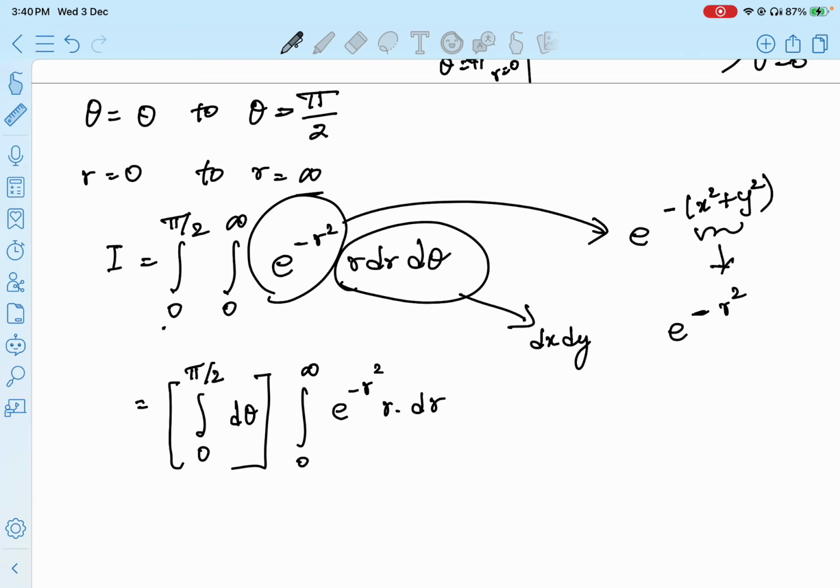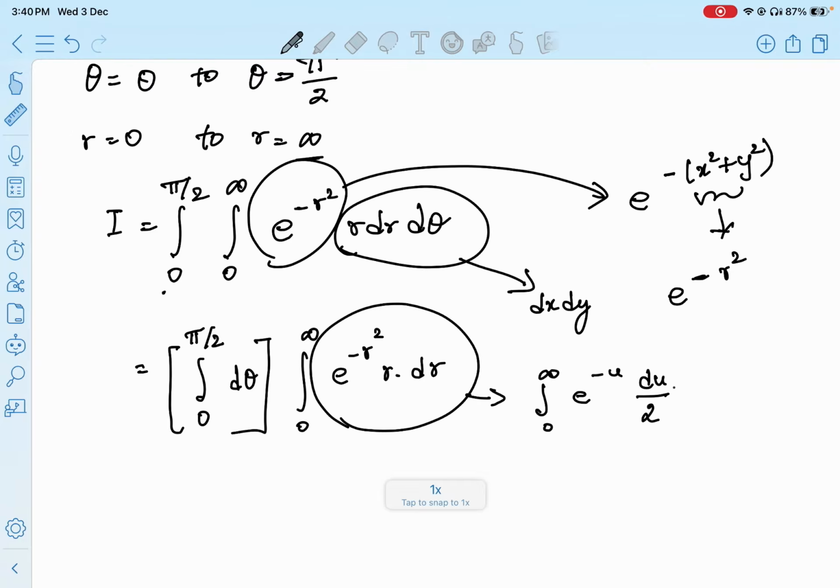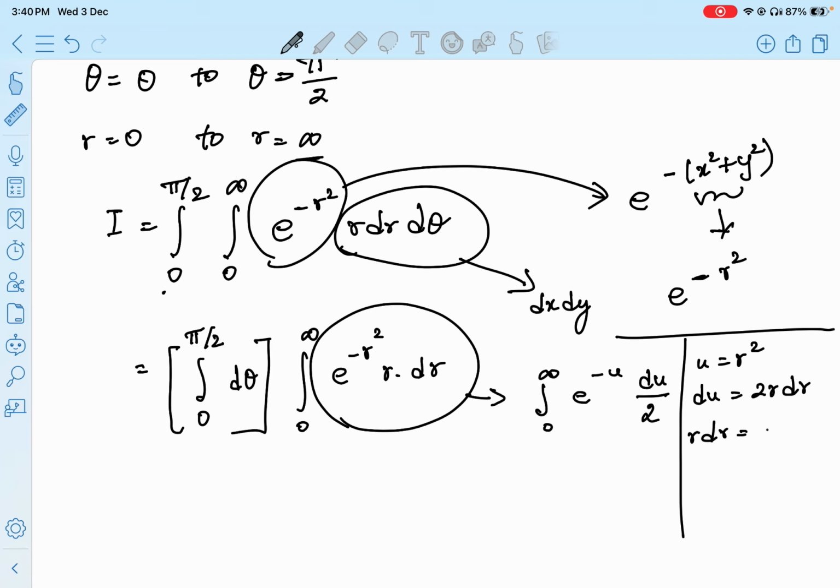Okay, now we have one important step here. This is in the form of the integral from 0 to infinity of e to the power minus u, du by 2. Which means r squared equals u. So u equals r squared and du equals 2r dr, and this is replaced as r dr equals du by 2.